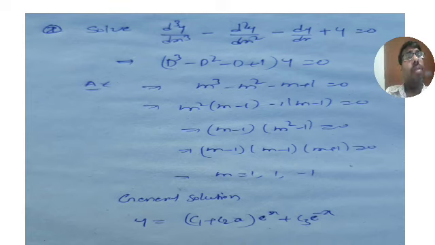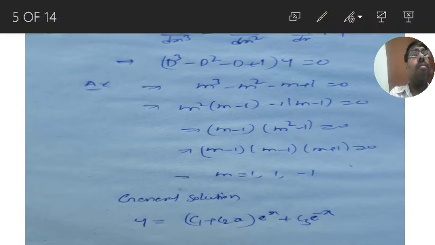So operator form. In place of d by dx, put D; d square y by dx square, D square; d cube y by dx cube, capital D cube. So the operator form of the given third order differential equation is (D cube minus D square minus D plus 1) of y is equal to 0.